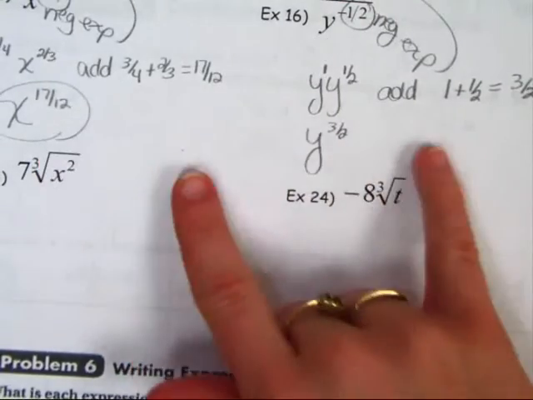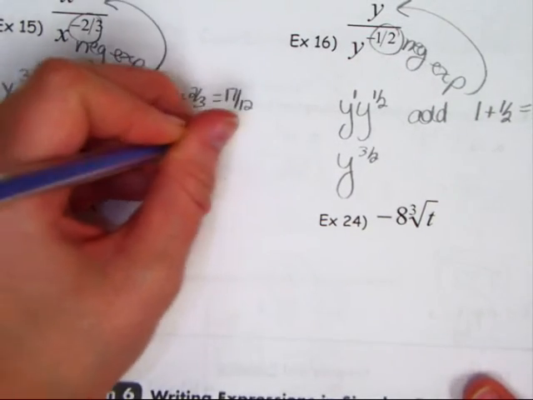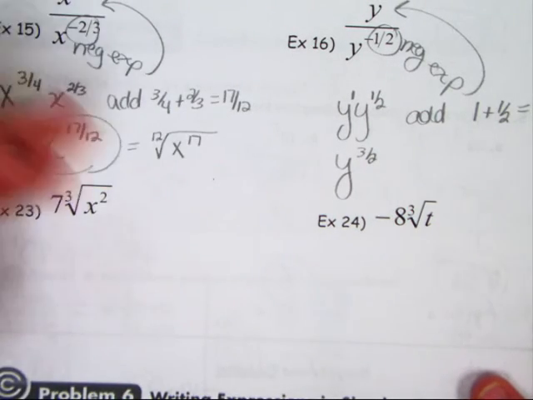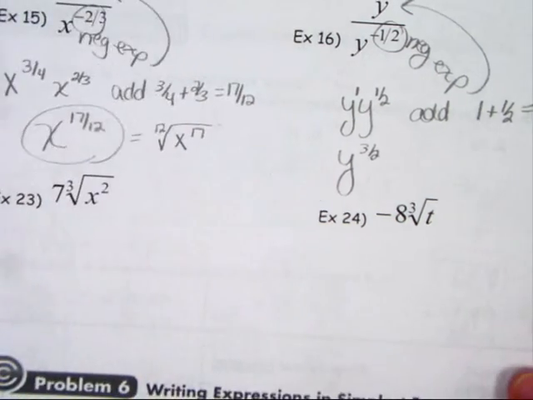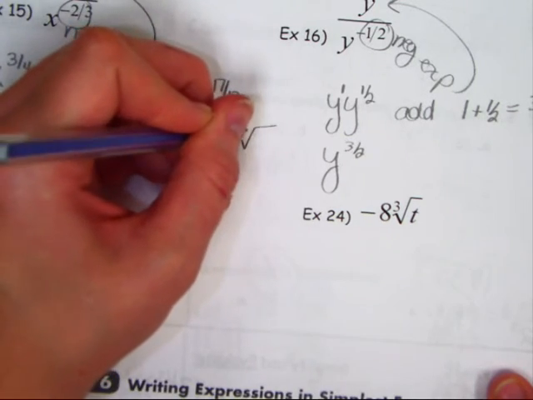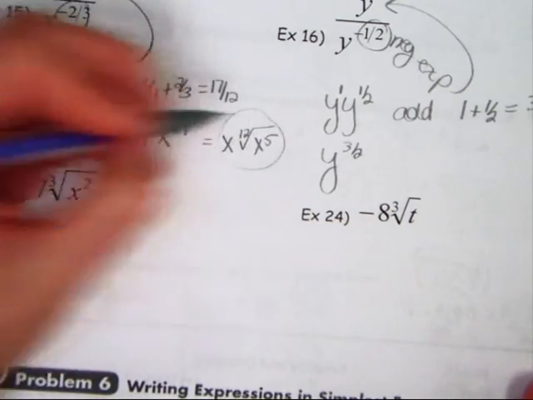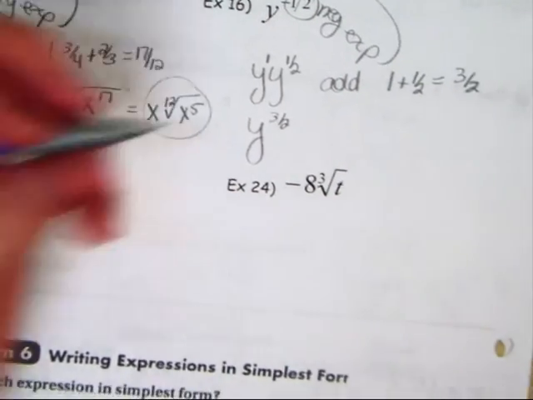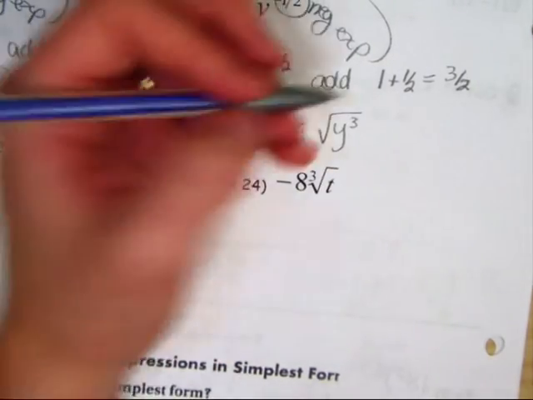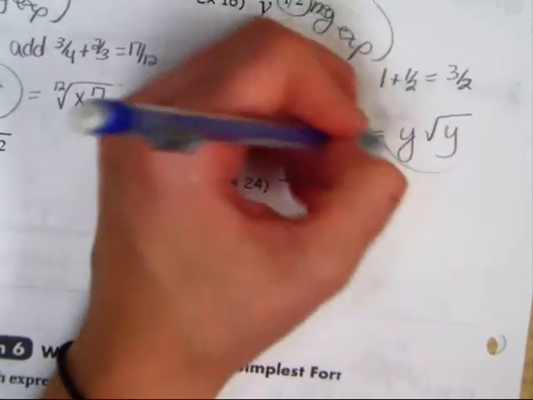Now what we have not done on these two is simplify, which we need to do. This becomes the 12th root of x to the 17th. If you want to make it even better, you can pull out one group of 12, and how many will be left over? 5 of them. Let's make sure we fix this one. That's the square root of y to the 3rd. You can pull out one group of y and have one group of y left.